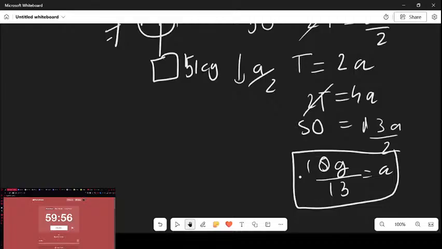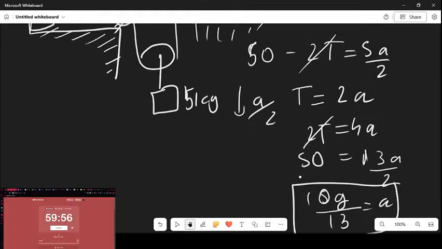Okay, yeah, we were correct. Okay, we need to find the acceleration of block B simultaneously, and it's going to be divided by 2, it will become 5g by 13. Yeah, nothing else.